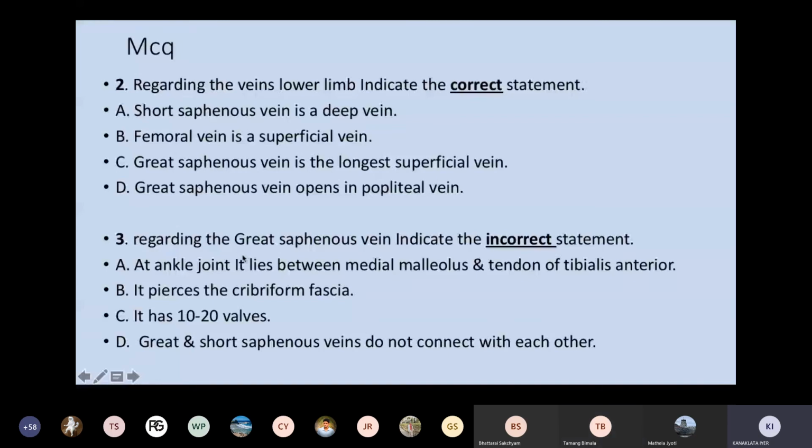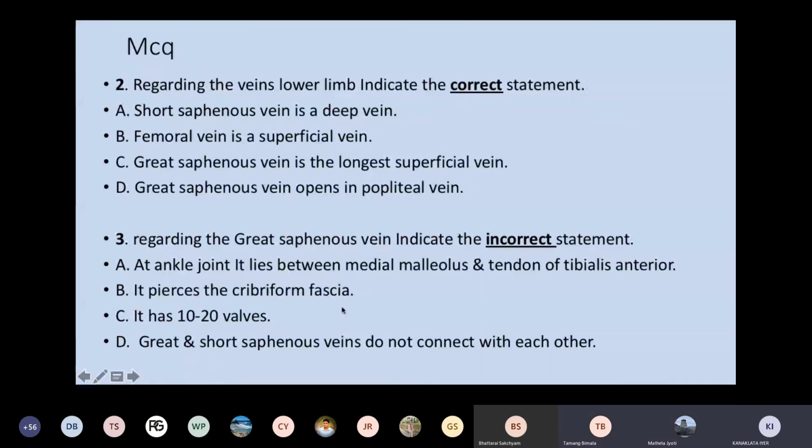Now, regarding the great saphenous vein, you have to tell the incorrect statement. At the ankle joint, it lies between the medial malleolus and the tendon of tibialis anterior. True. It pierces the cribriform fascia. True. It has 10 to 20 valves. Correct. That is why this last answer is wrong: that the great and the short saphenous veins do not connect with each other is wrong.